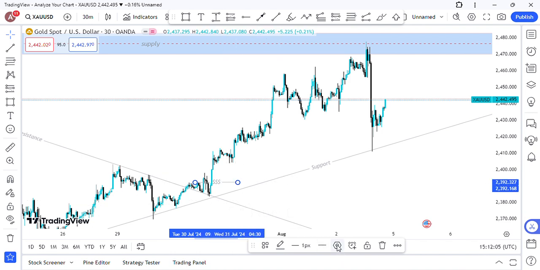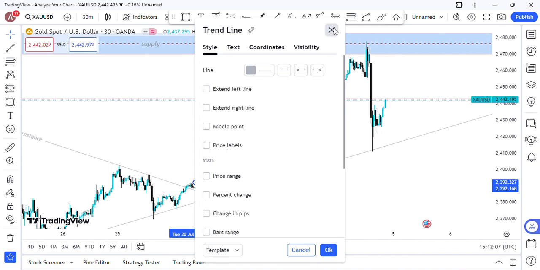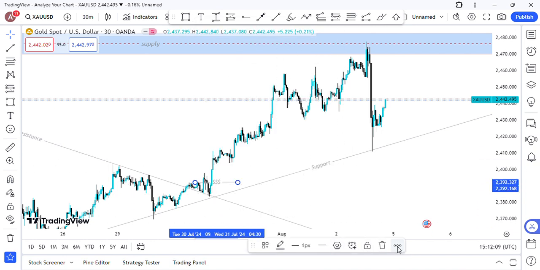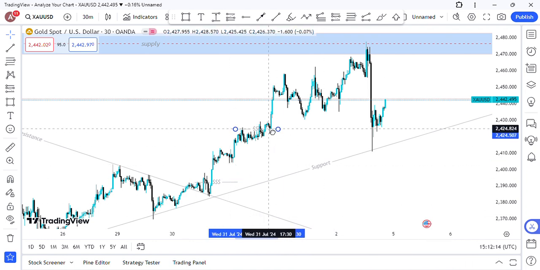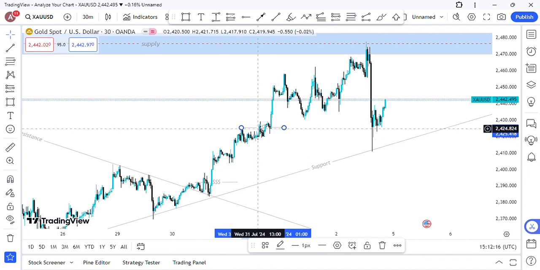Now the same thing happened here. Liquidity grab. Watch carefully, the same thing happened here. Around this place we have a high, and the market grabbed the liquidity.